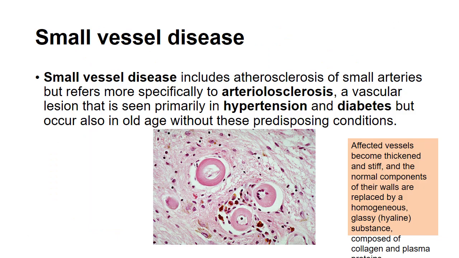Now coming to small vessel disease. Small vessel diseases include atherosclerosis of small arteries, but refers more specifically to arteriosclerosis. So how do you differentiate these two entities? Arteriosclerosis has been typically associated with hypertension and diabetes. The affected vessels, as you can see, have become thickened, and there is deposition of this hyaline material, this glassy material along the vessel wall, which is typically nothing but the collagen and also the plasma proteins.